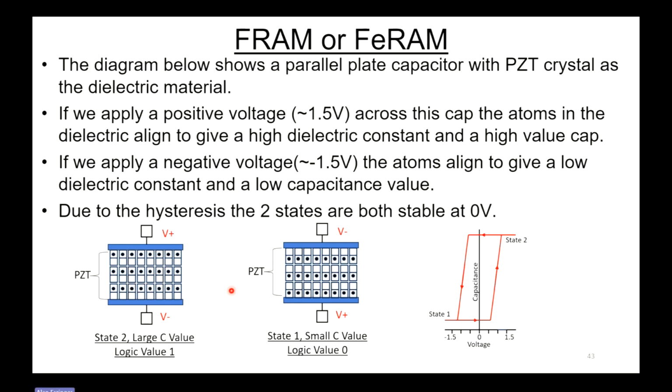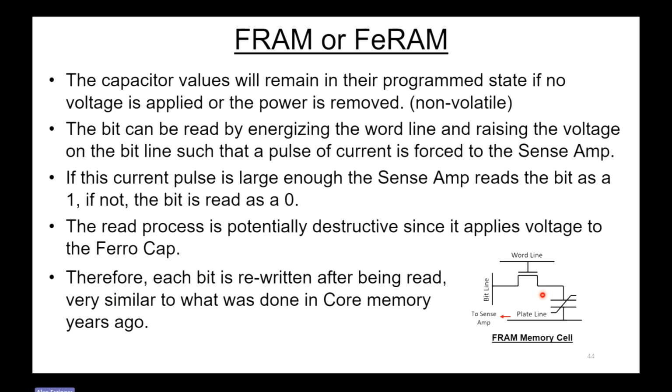If we take that same cap and we apply the field in the opposite direction, the atoms align to give you a low dielectric constant and a low value cap. And you can see there's some hysteresis here. So due to this hysteresis, the two states are both stable at 0 volts. And what this means is the cap will remain in its programmed state if no voltage is applied or if the power is removed. That makes it non-volatile.